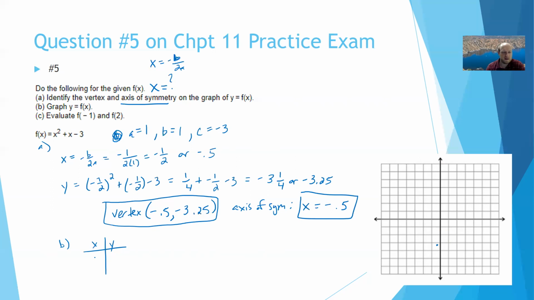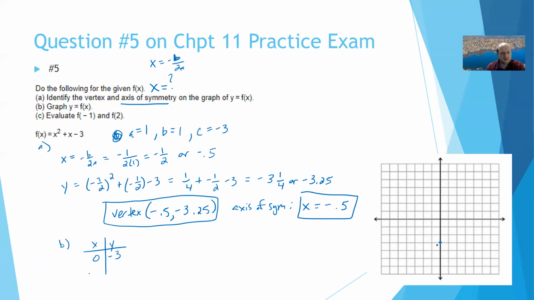So maybe 0 would be a good value to plug into this function. If I have 0 squared, that's 0, plus 0 minus 3, that's just going to be minus 3. So another point here would be at (0, -3). Again, I just plugged 0 into our original function.